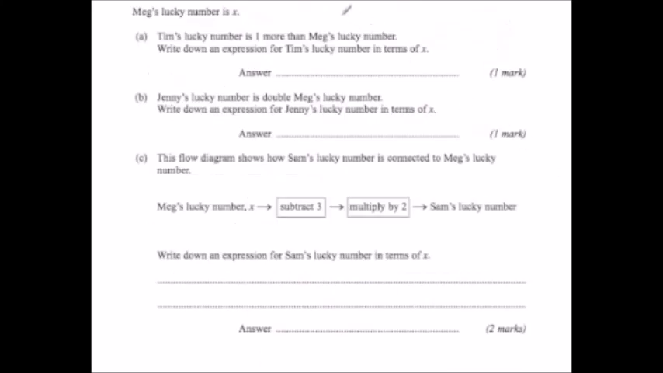And our last example. Here it says Meg's lucky number is x. Tim's lucky number is 1 more than hers. Well, if hers was 6, his would be 7. If hers was 9, his would be 10. So we're going to add 1 to get his lucky number. So it says write down the expression for Tim's lucky number. That's going to be x plus 1. Jenny's lucky number is double Meg's lucky number. Well, hers is x, and we want to double it. That means multiply by 2. Well, 2 times x in algebra is 2x.